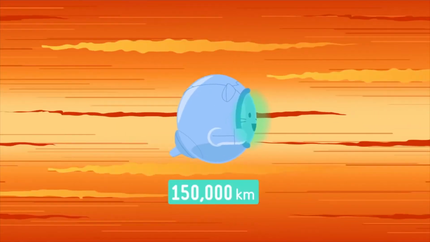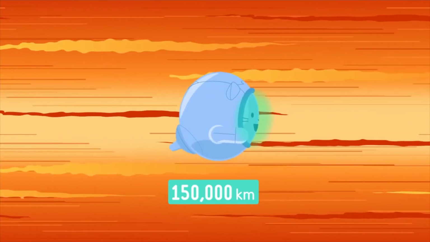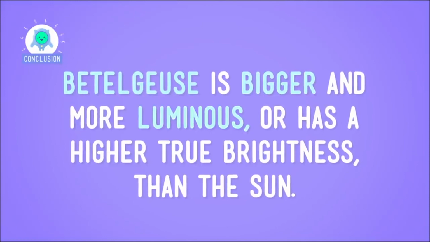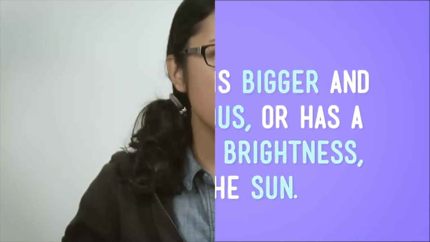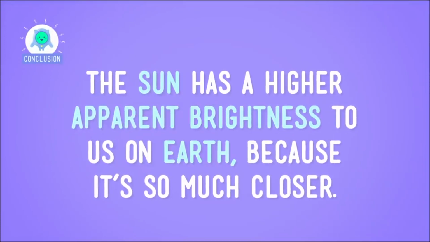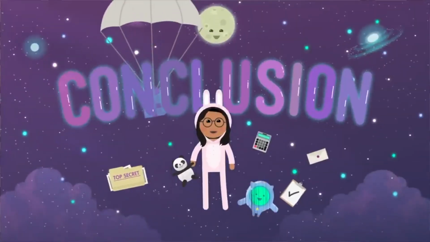So it's not the sun's size or power that makes it seem so big and bright to us on Earth. It's because it's so close to us, just 150 million kilometers away. So Betelgeuse is bigger and more luminous, or has a higher true brightness than the sun. And you'd be able to tell that if you could look at them side by side. But the sun has a higher apparent brightness to us on Earth because it's so much closer. So let's call this brightness battle a tie.